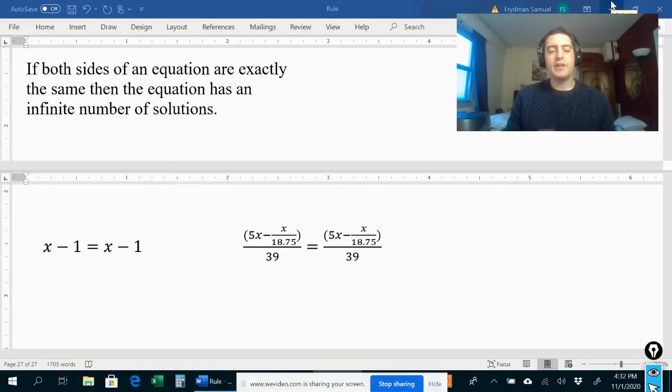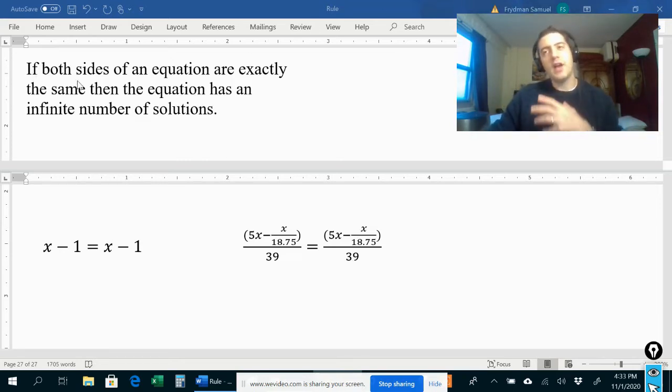Hi everybody. In this video, we are going to talk about equations with an infinite number of solutions. In the equations that you're going to see here, no matter what number you choose to plug in for x, both sides will turn out to be the same. And that means that every single number is a solution to the equation.